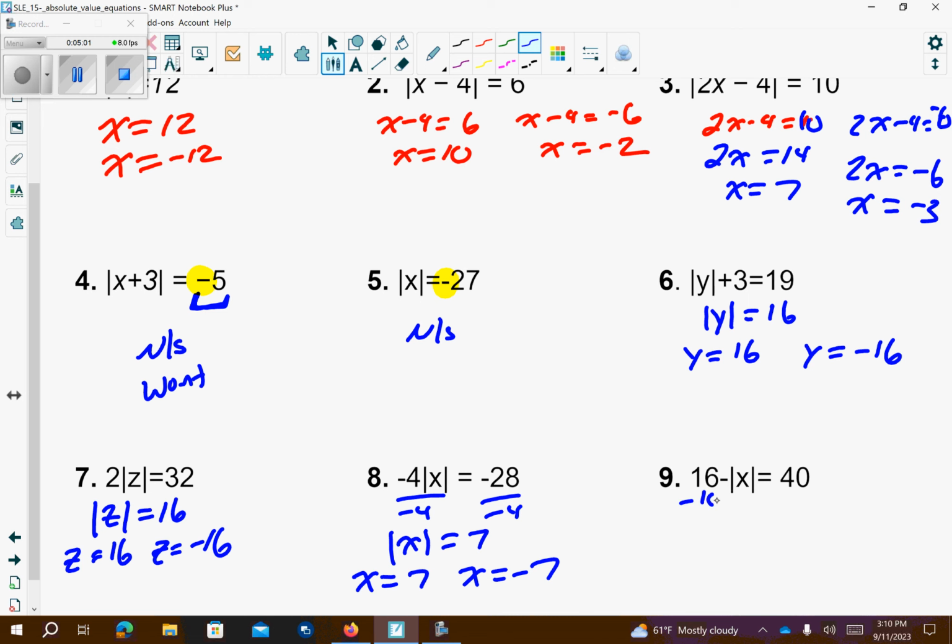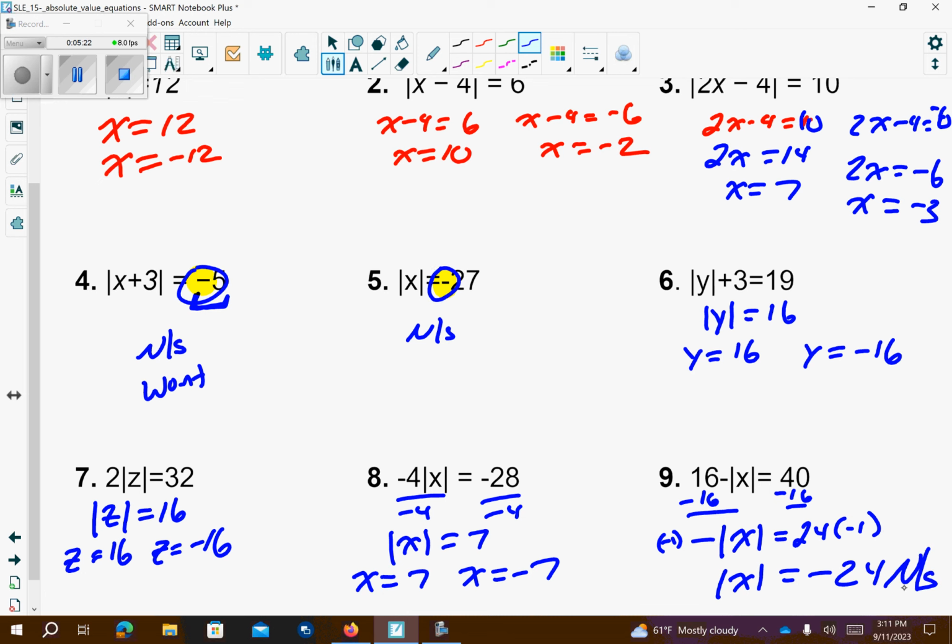Let's try this one. Let's subtract 16 from both sides. Negative absolute value equals 24. Multiply both sides by negative 1. Absolute value equals negative 24. Does that look like this one and this one? Yep, there's no solution to this one.